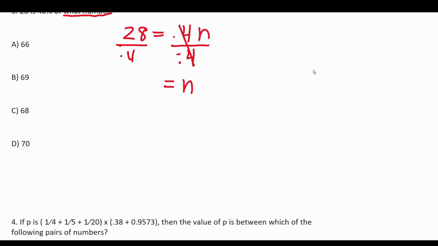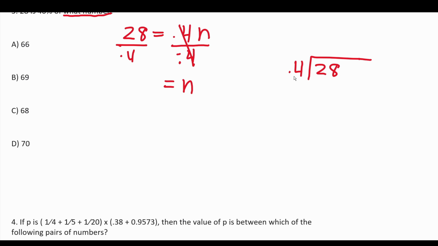I'm going to do that off to the side. We have 28 divided by 0.4. We're doing long division involving a whole number, notably 28, as well as a decimal, notably 0.4. The key to doing this one is understanding that you can do long division involving decimals as long as that decimal's only inside this division bracket.